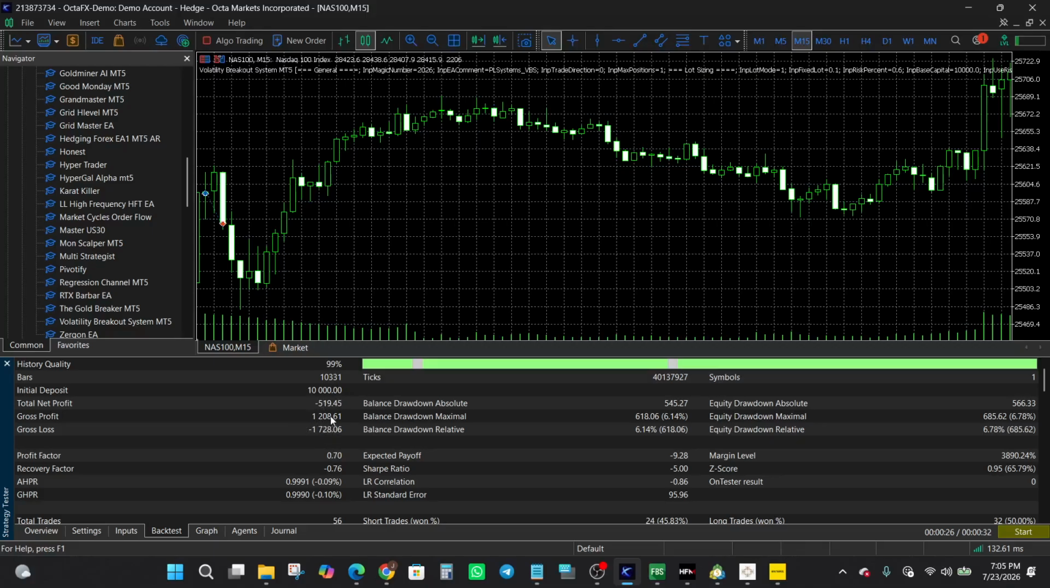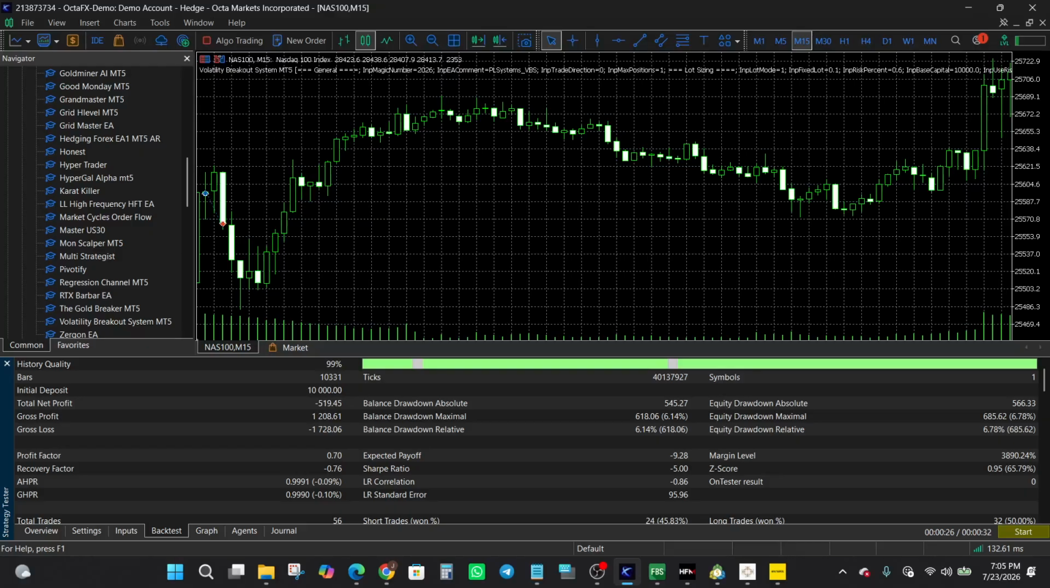You can confirm it here. The gross loss was more than the gross profit. And while this doesn't automatically mean that the strategy cannot perform better under different market conditions or alternative configurations, it does suggest that the setup struggled throughout the tested period.